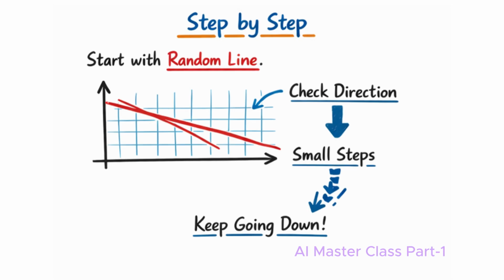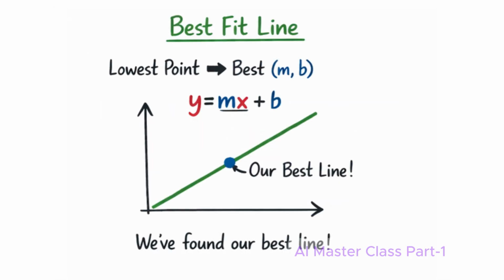Then we take small steps in that particular direction, and we will repeat this again and again. Slowly, step by step, we keep moving downwards until we reach the lowest point. That lowest point gives us the best value of m and b in the equation, and that also means we have found our best line.